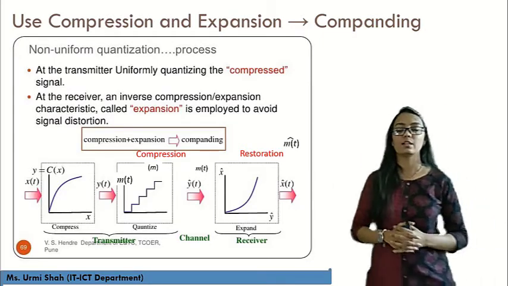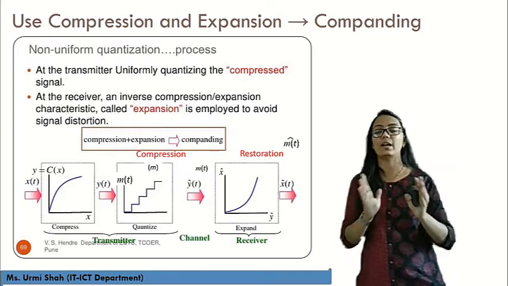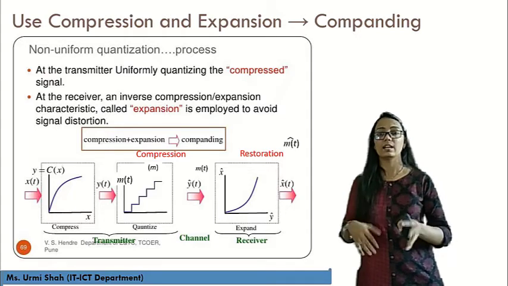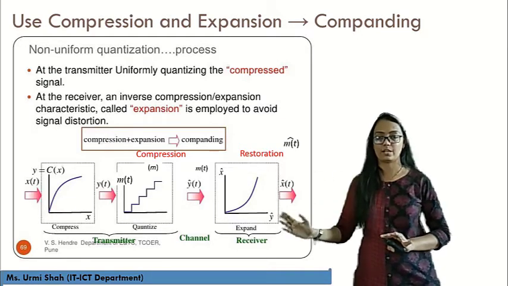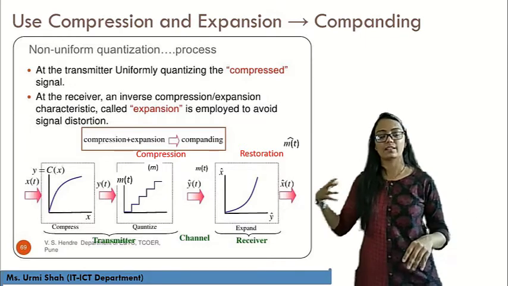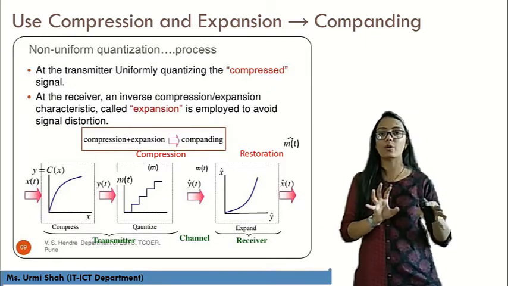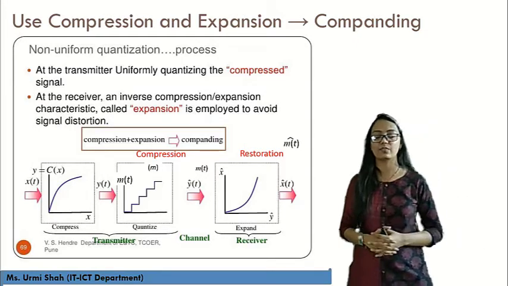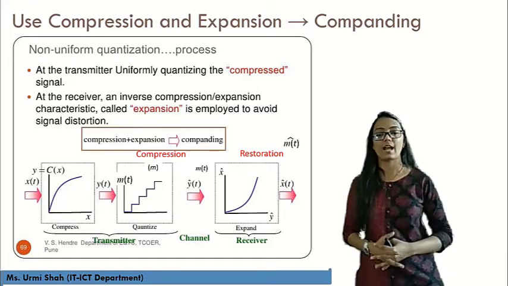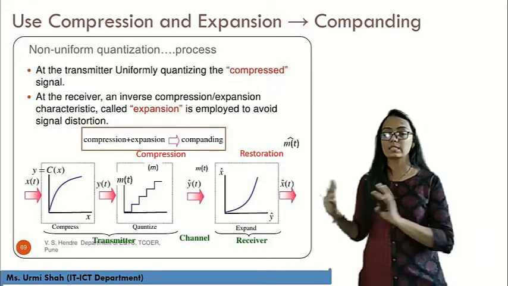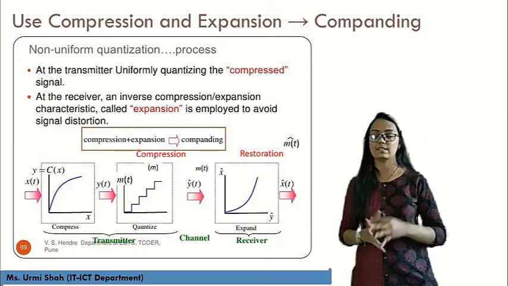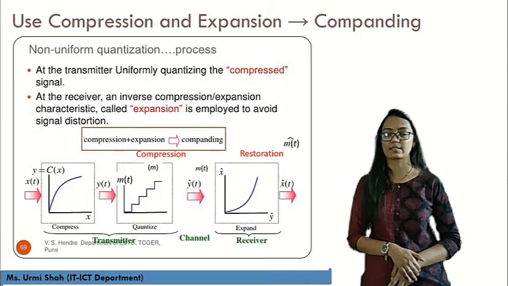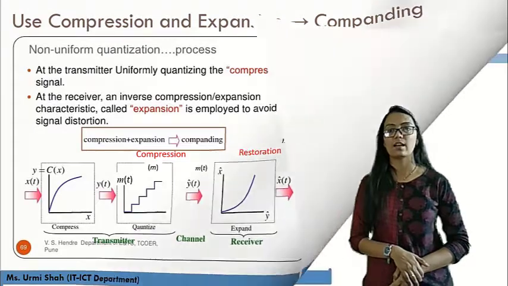So this concept used over here is known as the compounding process. Non-uniform quantization process is represented here in the form of compression and expansion. At the transmitter side, we are going to uniformly quantize the compressed signal, and at the receiver side, the inverse process of compression, that is the expansion process, is going to be employed to avoid signal distortion. So this is nothing but compression and expansion of the signal.